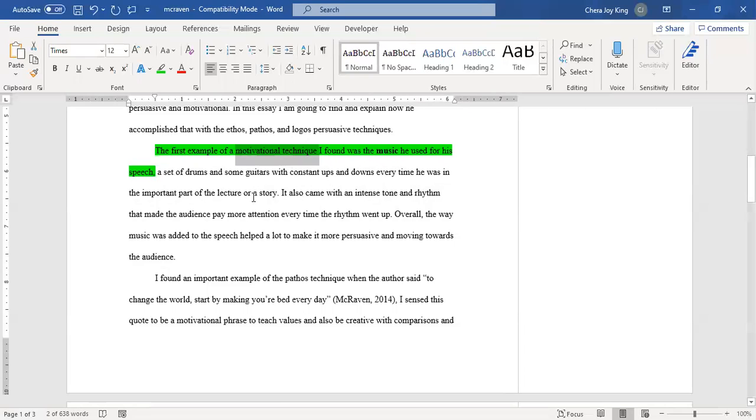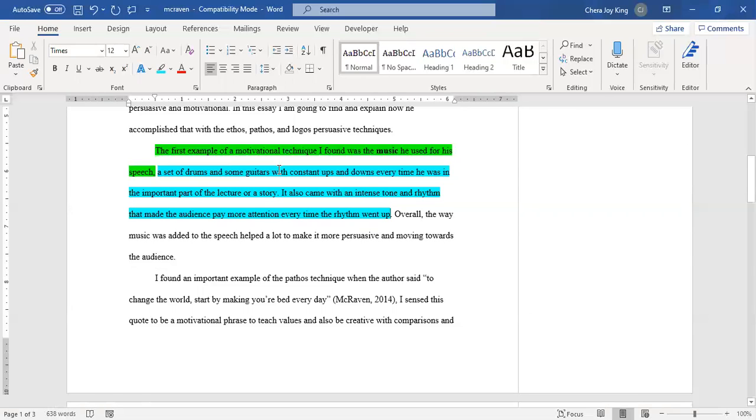But when he's talking about the evidence, I think I see the evidence. Nope, the evidence is all of this. Okay, I think I see evidence here. He says a set of drums and some guitars with constant ups and downs every time he was in an important part of the lecture or a story. So we've got some specific evidence, very good specific evidence.